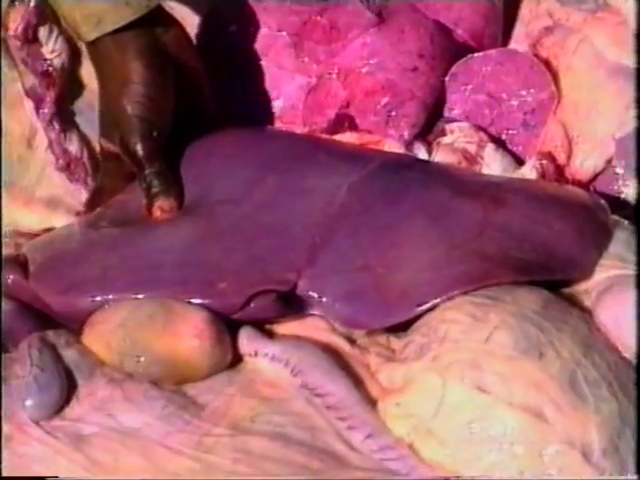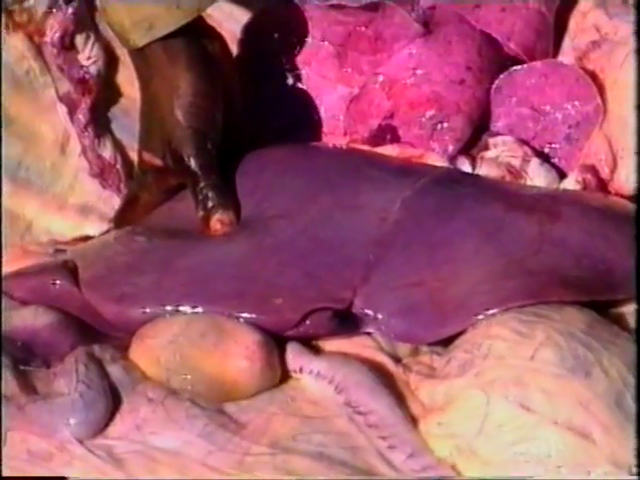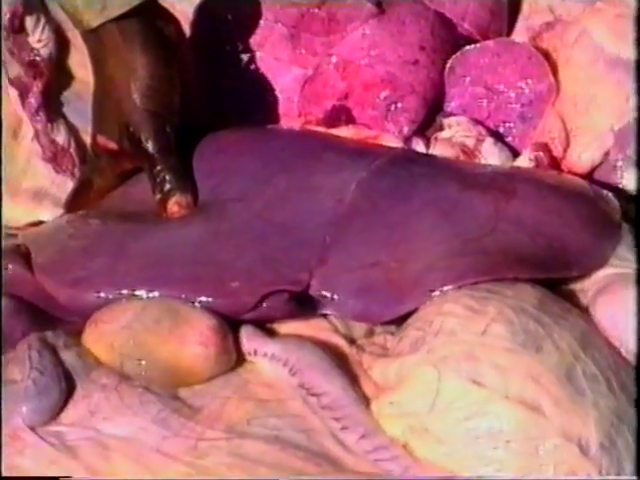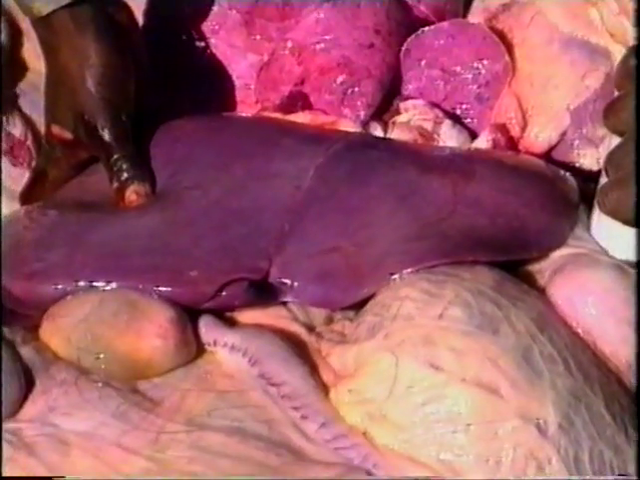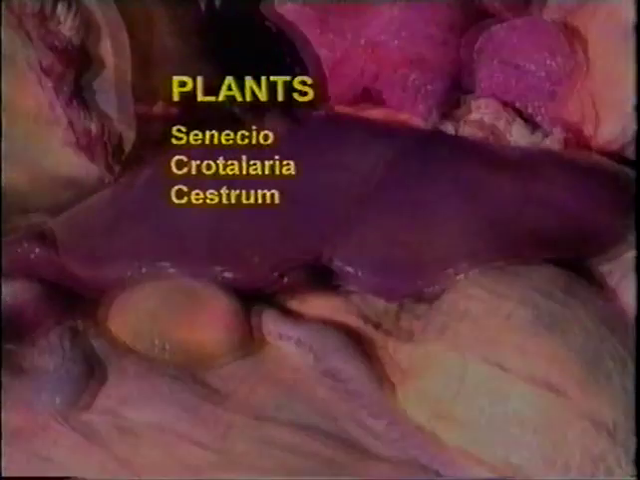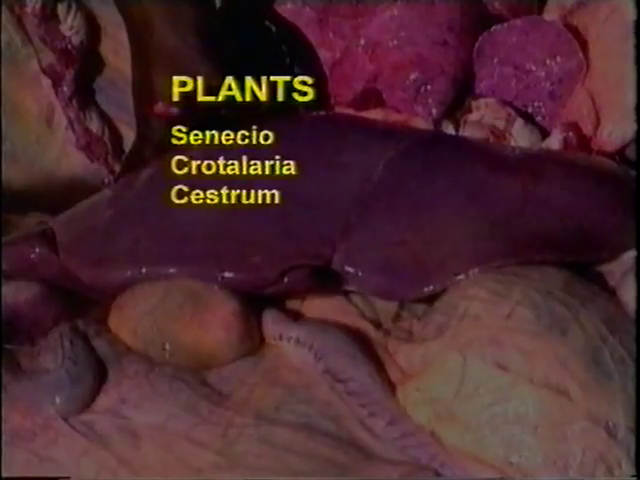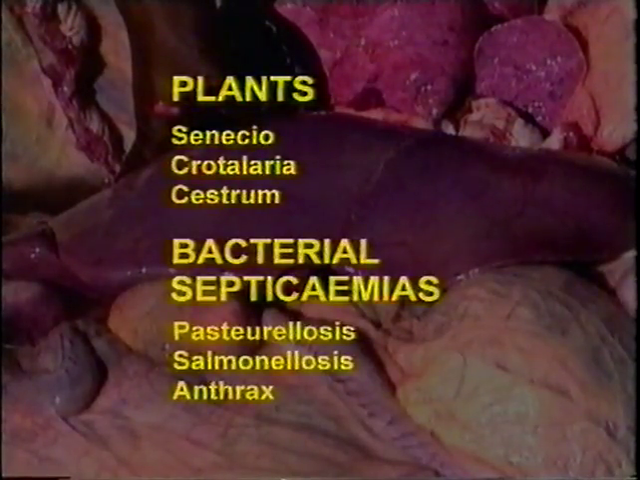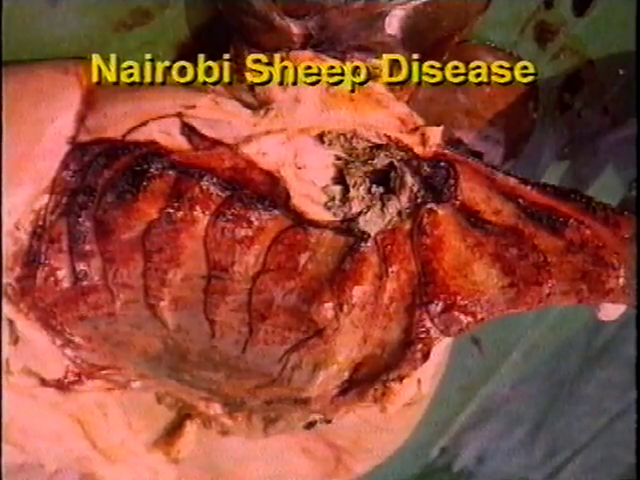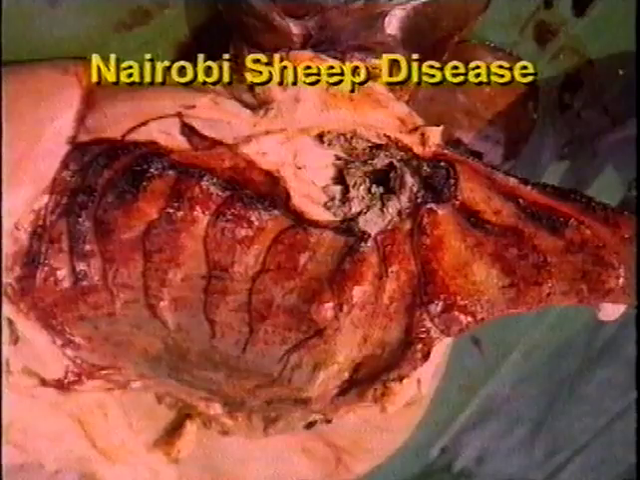Agents causing mortality associated with hepatic lesions, hemorrhages, and/or icterus, which may superficially resemble Rift Valley fever in domestic ruminants, include poisonings by plants such as Senecio, Crotalaria, and Cestrum species, as well as bacterial septicemias such as Pasteurellosis, Salmonellosis, and Anthrax. Nairobi sheep disease could also be confused with Rift Valley fever.